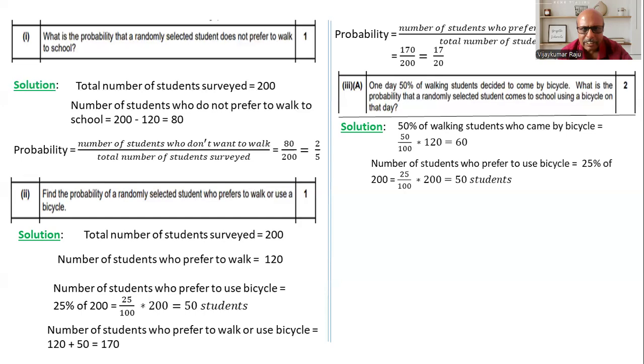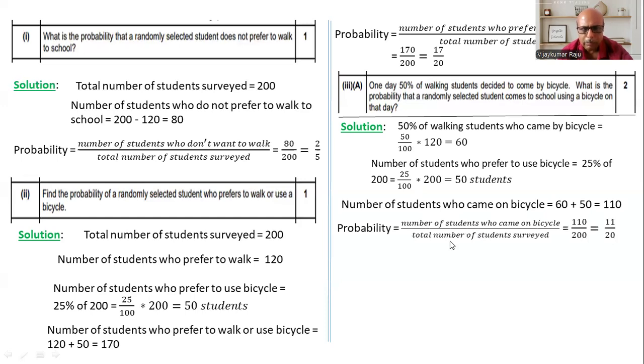In addition to that, among the walking students, about 60 of them are coming by bicycle on this particular day. So the number of students who come on bicycle totally on that day is 60 plus 50, that is 110 students. So what is the probability? Probability is the number of students who come on bicycle by the total number of students surveyed. So 110 divided by 200, that is 11 by 20. That's the probability.